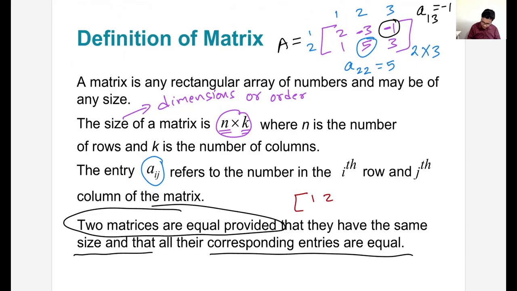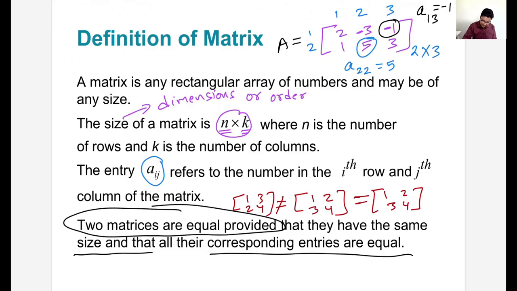Suppose you have 1 2 3 and 4. That is equal to, of course, 1 2 3 and 4. That is the only way. There is no other choice. What is not equal to? On this side I will say not equal to, say 1 2 4 3. Although they have the same elements, the two matrices here are not equal.